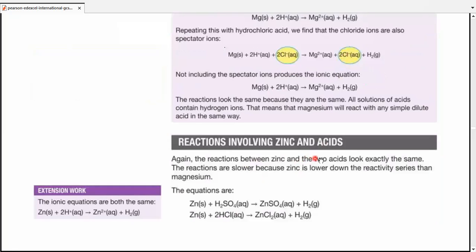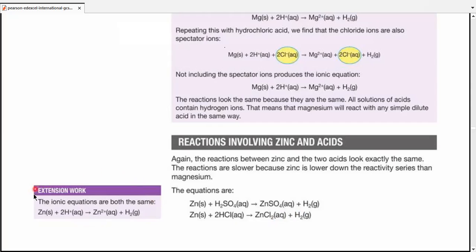Reactions involving zinc and acids. Now, this is pretty much the same because just like magnesium, zinc is going to react. The only difference is zinc is lower down in the reactivity series than magnesium, so the reactions would be a little bit slower. So zinc plus sulfuric acid gives us zinc sulfate plus hydrogen, or zinc plus hydrochloric acid would give us zinc chloride plus hydrogen.